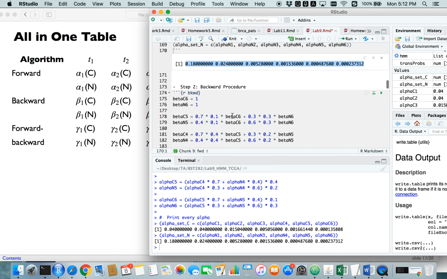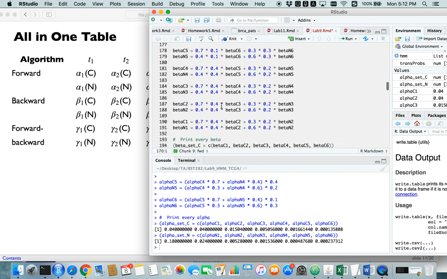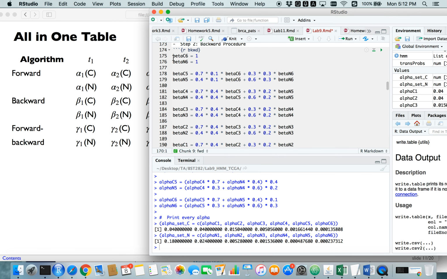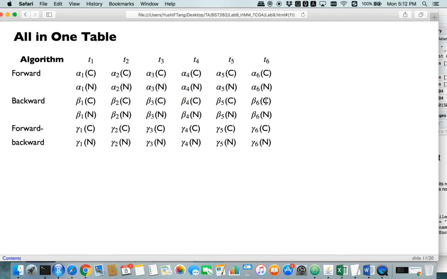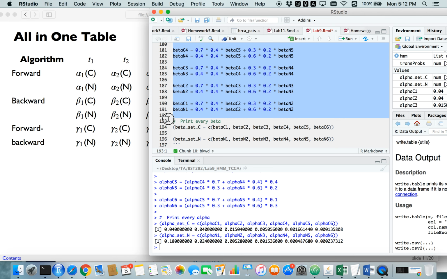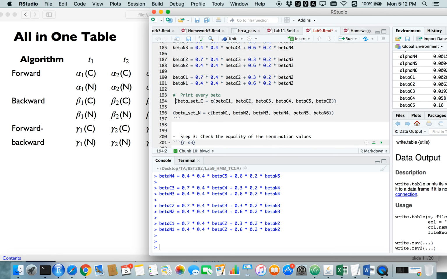Again, please remember that the number is different between the lab material and the homework. Then we can do the backward algorithm to calculate all these betas. It's a similar process, but we begin from the very end at the 6th time point, and inherit the chances that we calculated at the 6th time point to calculate the probability at the 5th time point, and so on for the 4th, the 3rd, the 2nd, and the 1st, and then print all these betas.